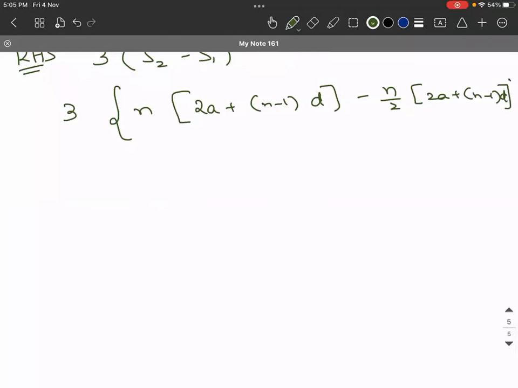There is a mistake. Correct it. Let me see how many of you are observant. There is a mistake in this step. I missed something.